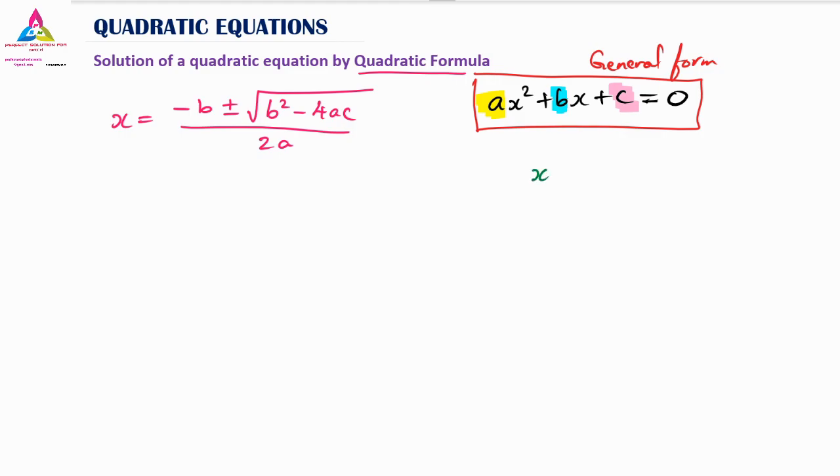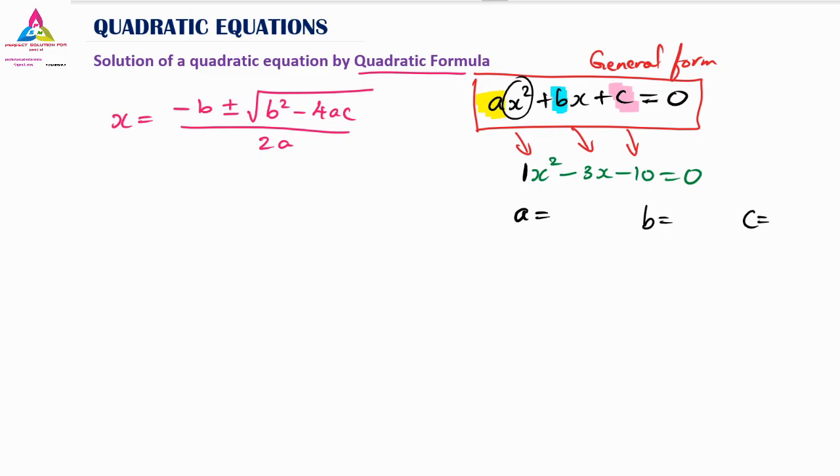x square minus 3x minus 10 equals 0. This is one question. In this question, you can find the a, b, c values because it is in the form ax square plus bx plus c equals 0. Will you say what is the a value over here? What is the b value? And what is the c value? It is very important now. Yes, the a value is 1 because you don't have anything along with the x square.